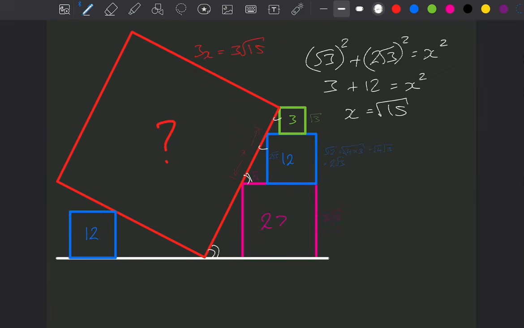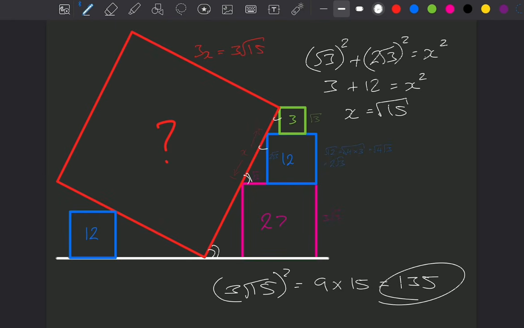And then we can just use the area of a square formula. I think we need to do 3 root 15, all squared, to get the area. So 3 squared is 9, root 15 squared is 15, and then 9 times 15 is 135. Lovely jubbly.